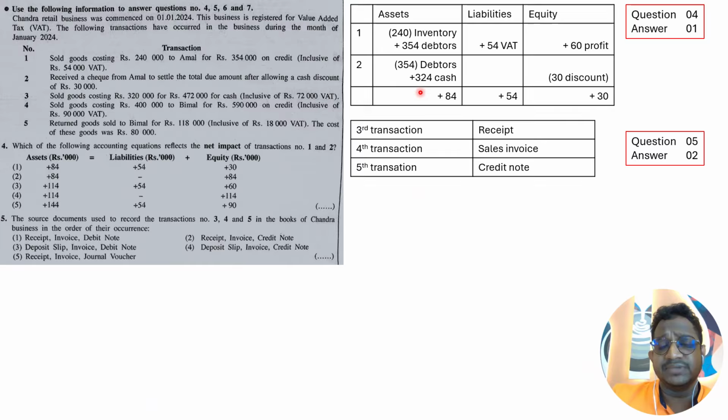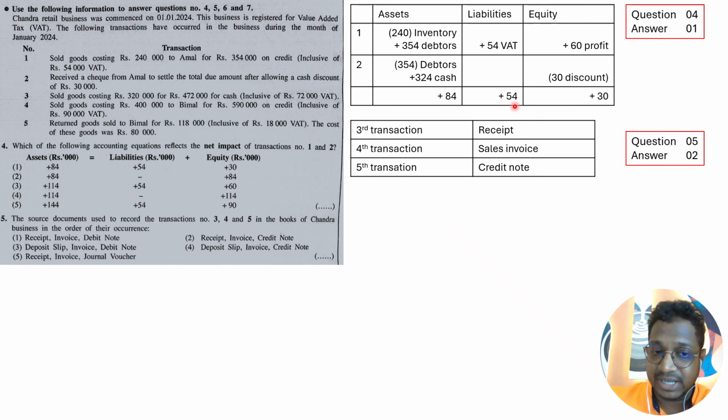So after recording these first and second transactions, the net effect is that the assets are increased by 84, the liabilities increased by 54, and your equity is increasing by 30. So the correct answer should be number one.